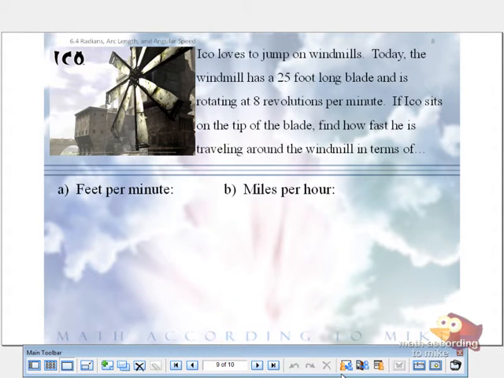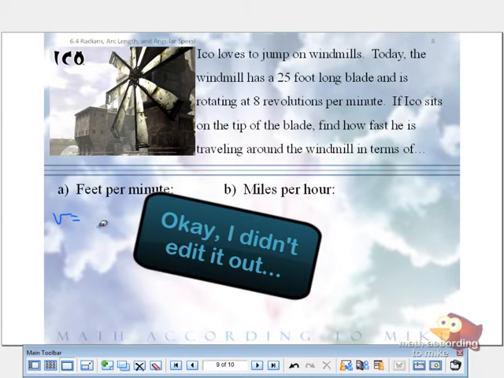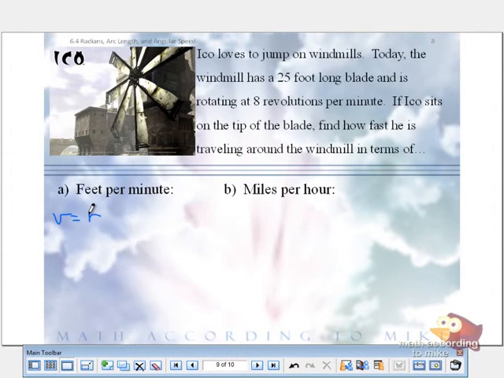By asking how fast is he traveling around the windmill, what are we looking for? We know the angular speed. It's making 8 revolutions per minute. So we need the linear speed. So we need V equals S over T. Oh, I just gave the wrong formula. Now I have to edit all that out. Careful editing. We need R times omega. There we go.